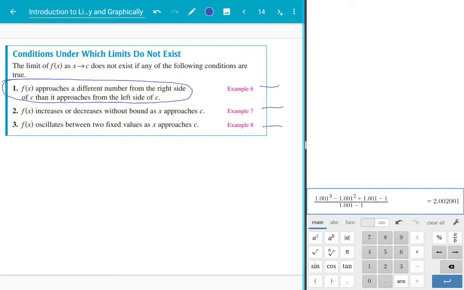2, the function increases or decreases without bound. That's like example 7, where we can't contain it. It's going to keep going on forever and ever. We don't know what the limit's going to be. We can't approach it, we can't stop it. So therefore, the function does not have a limit. And the third one is behavior that usually happens with your sine and cosine functions because they repeat over time. And again, we just don't know what's happening near 0 because of how quickly it's oscillating near 0.